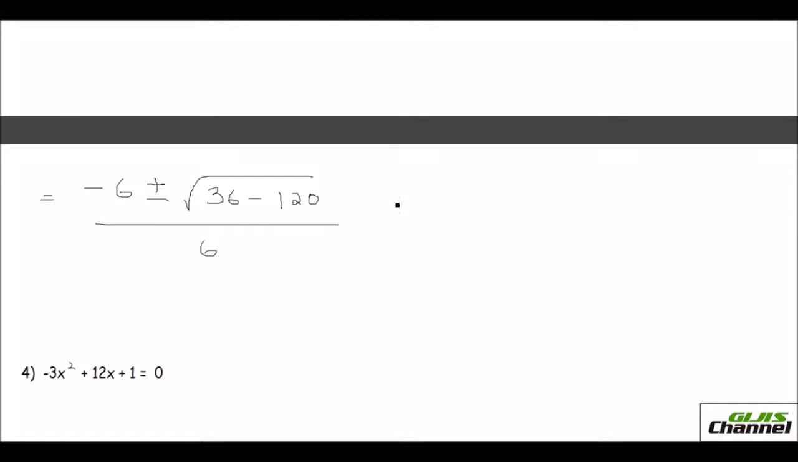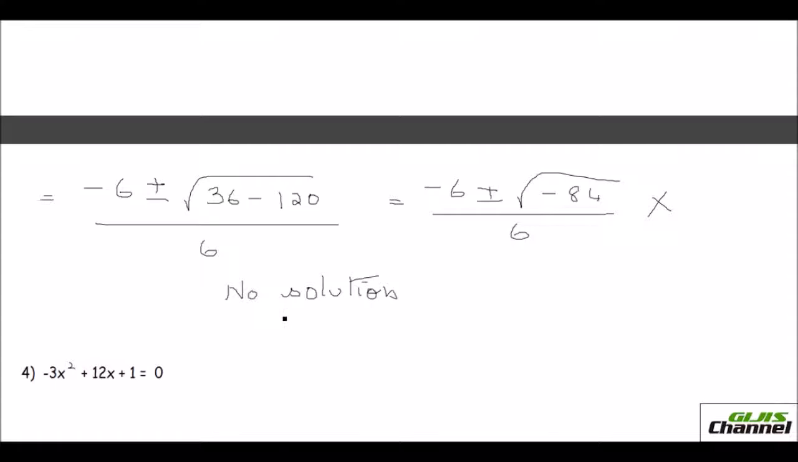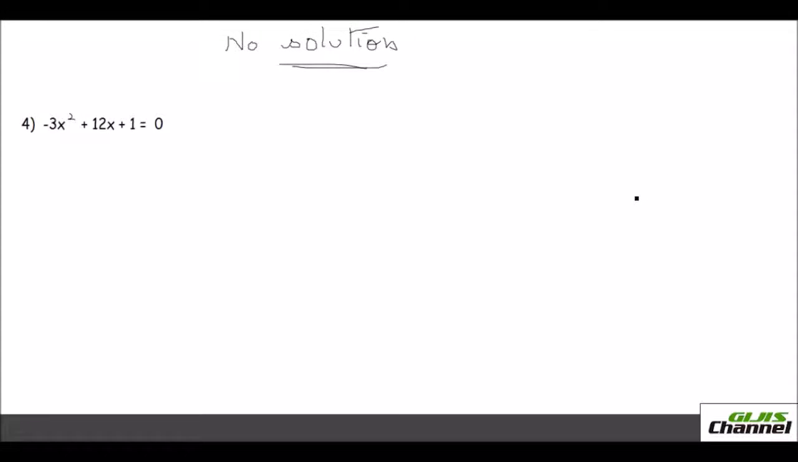So here your answer is minus 6 plus or minus square root of negative 84 over 6. There is no square root for a negative number, so you can say there is no solution. You cannot proceed further. So the answer is no solution. Did you understand? When the discriminant is less than 0, you won't have any solution for it.